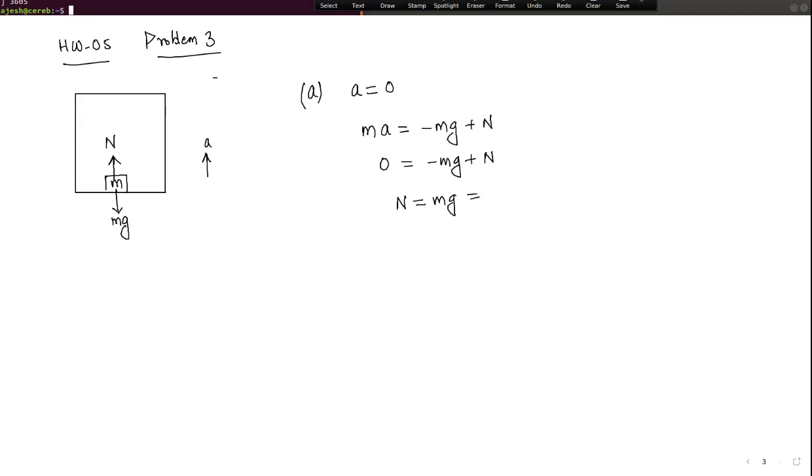And m is 75 kgs and g is 9.8 meters per second square. And what we have is, so it's 735 newtons.